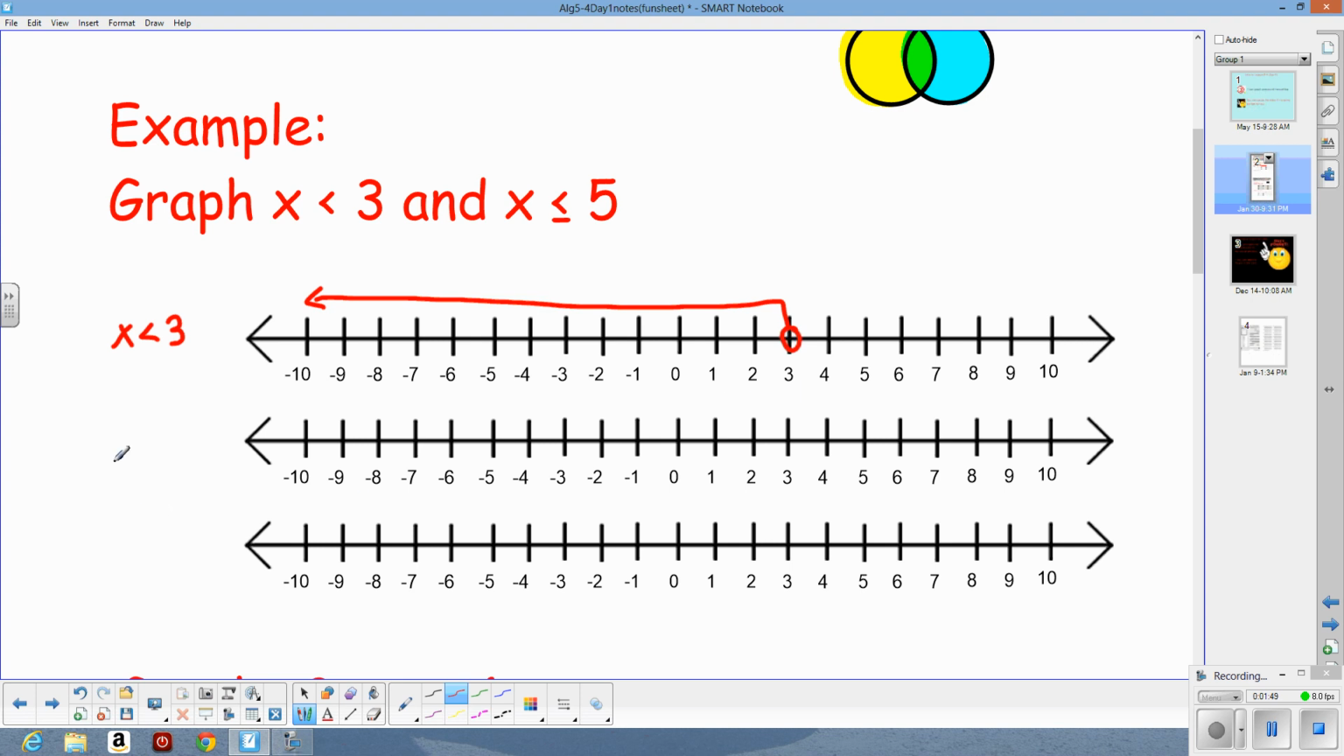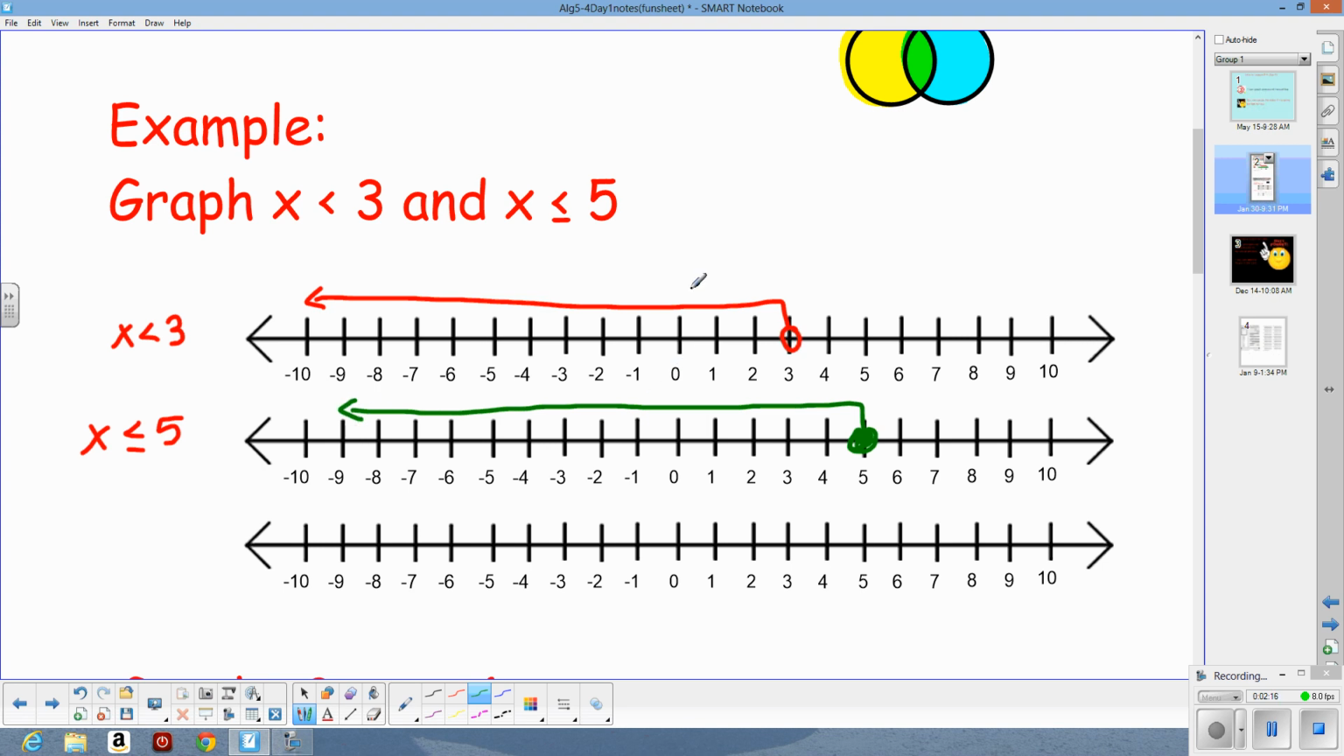And then we would graph the second one. x is less than or equal to 5. I would put a circle on the 5, and I would color it in this time because it can equal 5. And I want the numbers that go to the left because I want all the numbers that are less than or equal to 5.